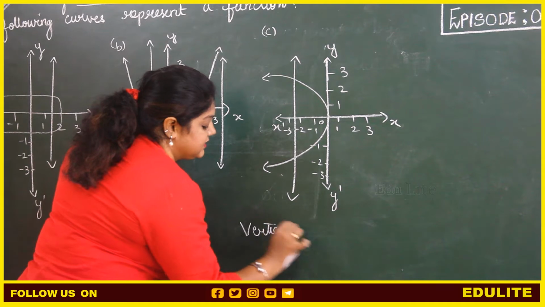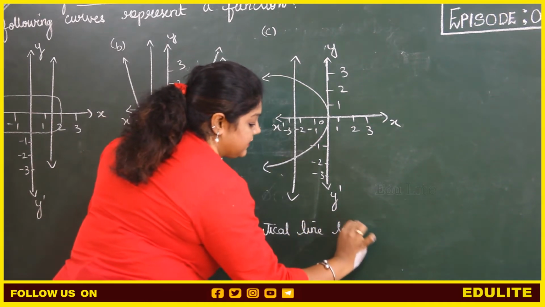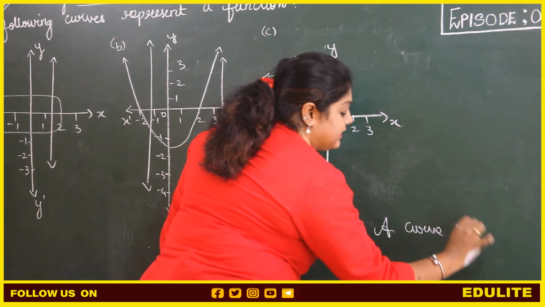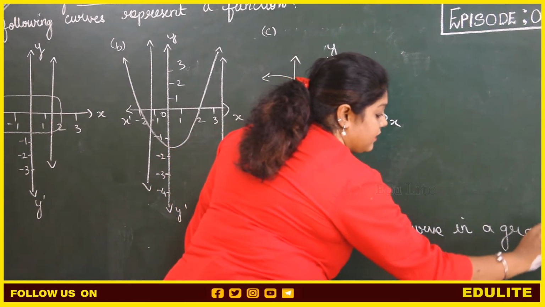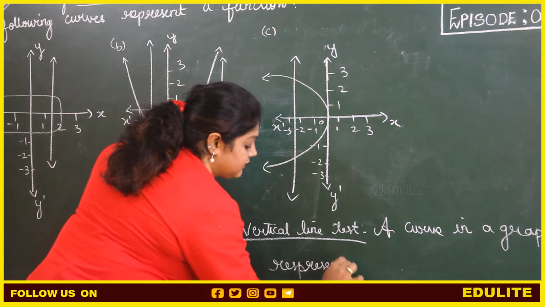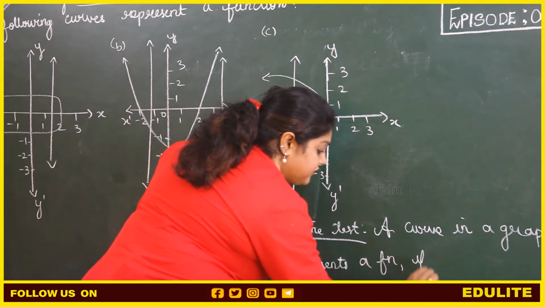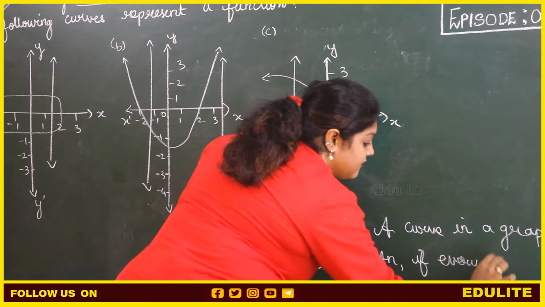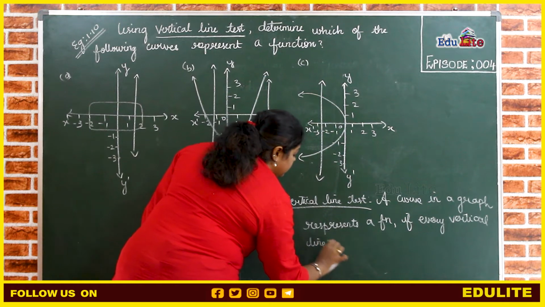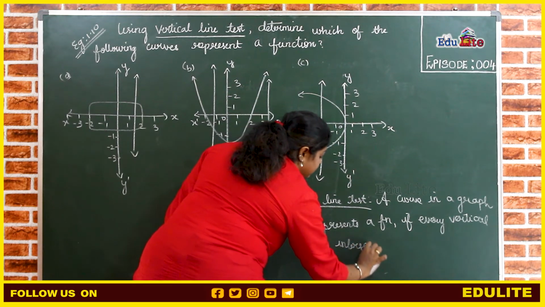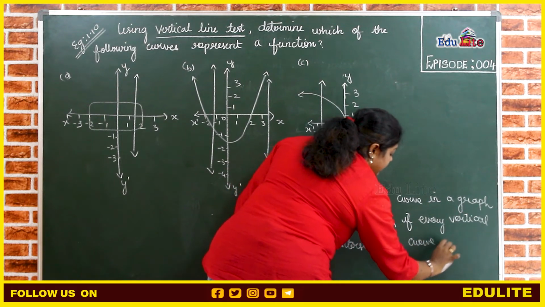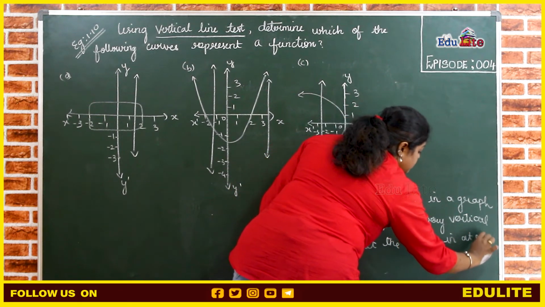Vertical line test is defined as: a curve in a graph represents a function if every vertical line intersects the curve in at most one point.